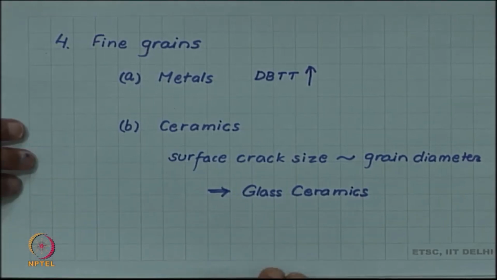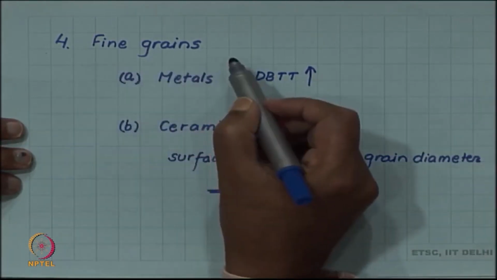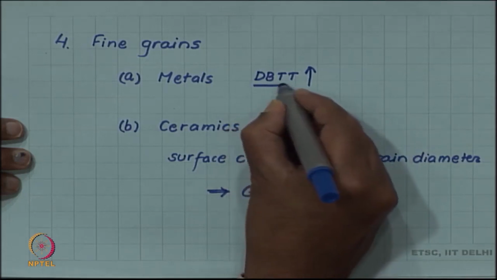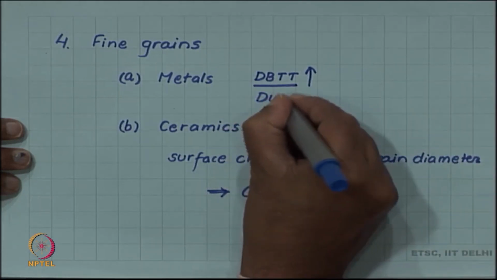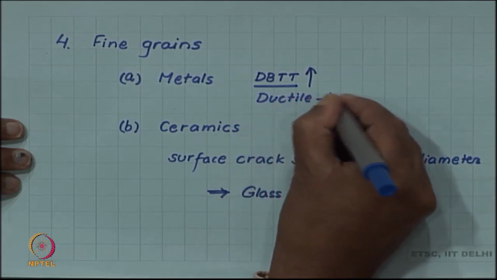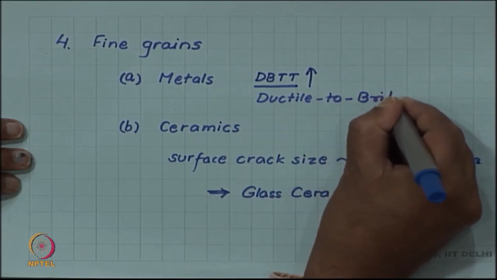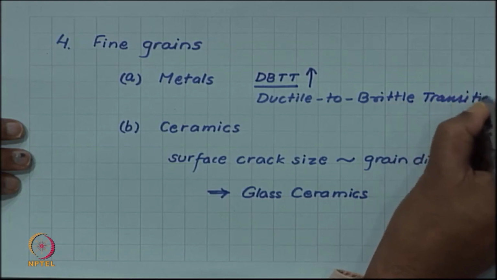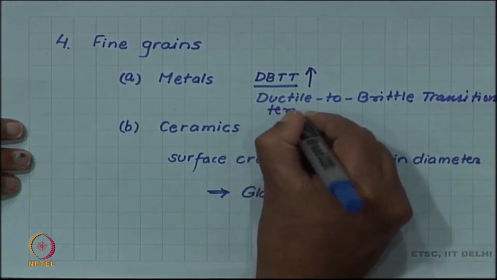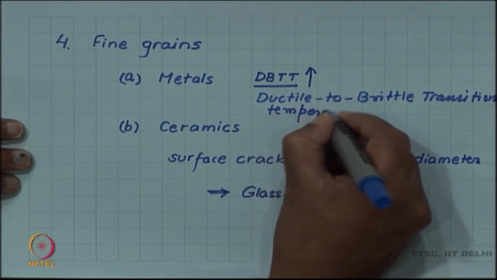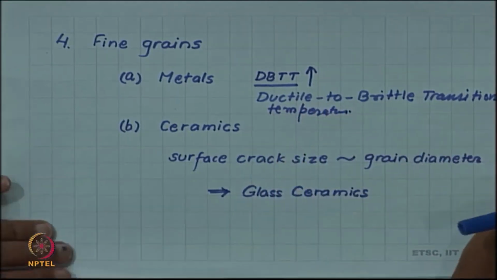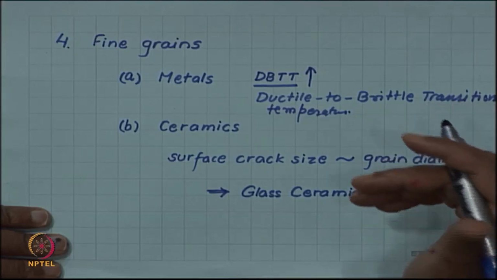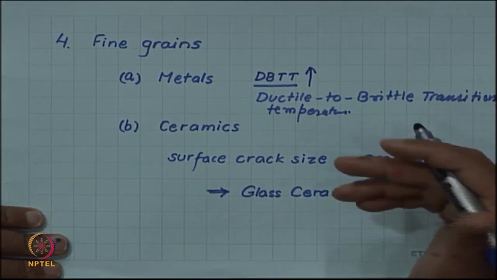Yet another method for enhancing fracture stress is to have fine grains. We have seen that for metals, fine grains lead to a lower ductile to brittle transition temperature. A lower ductile to brittle transition temperature means a reduction of brittleness and more toughness of the material.